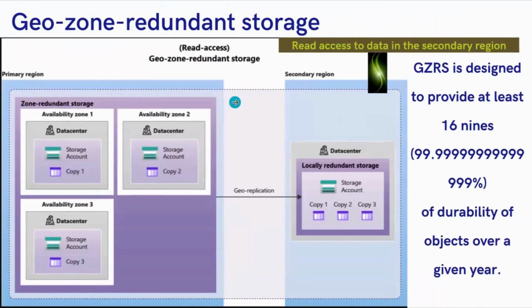And this is geo-zone-redundant storage, so geo-replication. It gives read access to the data in the secondary region. This is the secondary region, and you will get at least readable access. GZRS is designed to provide at least 16 nines of durability of objects over a given year.